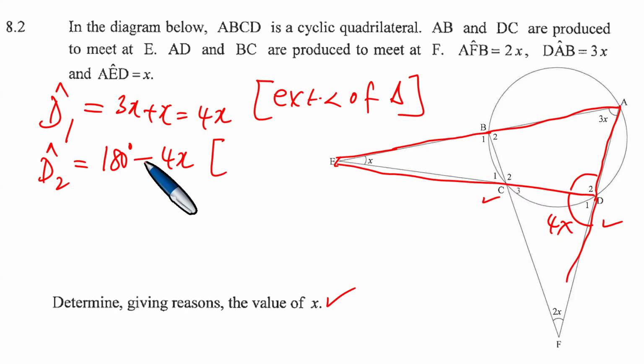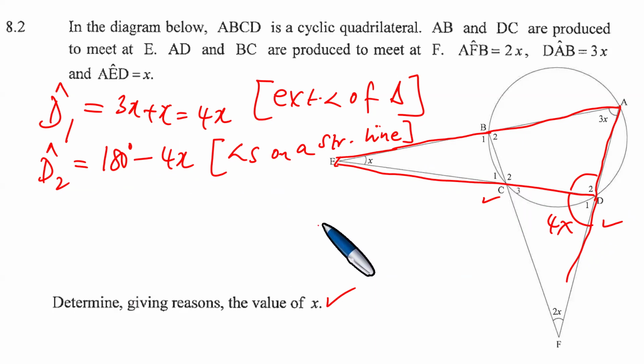Which means, therefore, angles on a straight line. So D2 is 180 minus 4x.